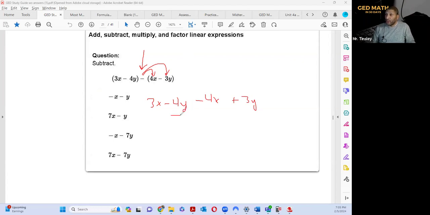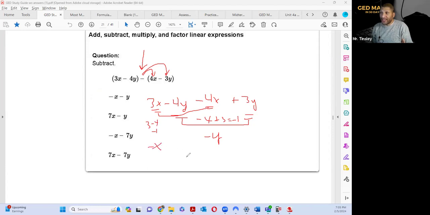You got to know these are like terms. Why? Because they share the y. Minus 4 plus 3 is minus 1, which is minus y. 3x minus 4x, you got to know those are like terms. 3 minus 4 is minus 1, so this is minus x. This whole answer is minus x minus y. And most people get that wrong.